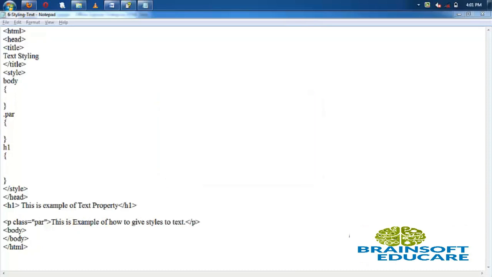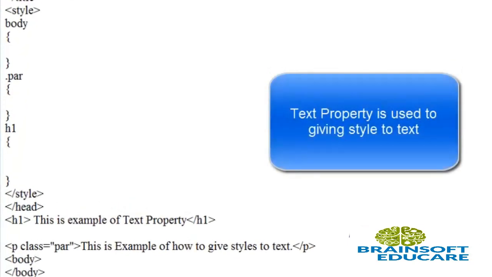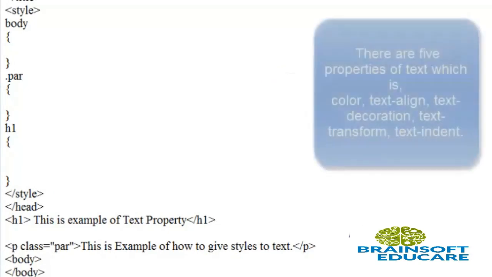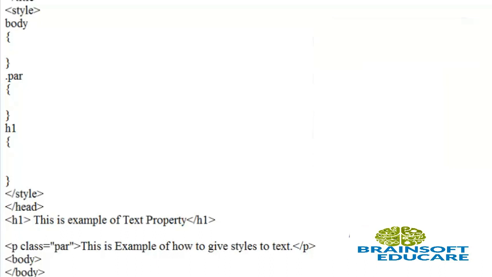For giving various styles to text, the text property is used. There are 5 main properties of text. First is the color, second is the text alignment, third is the text decoration, fourth is the text transform, and last one is text indent. So let's see each property one by one.